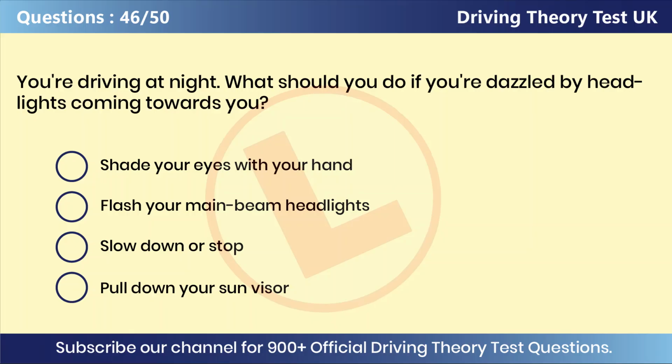Question 46. You're driving at night. What should you do if you're dazzled by headlights coming towards you? A. Shade your eyes with your hand. B. Flash your main beam headlights. C. Slow down or stop. D. Pull down your sun visor. C. Slow down or stop.